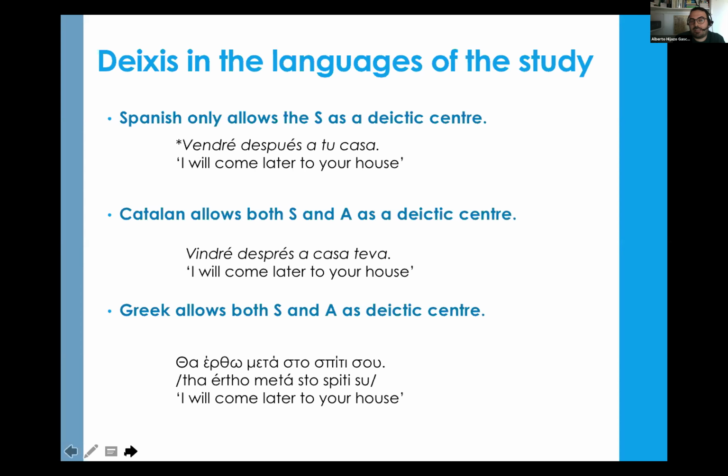In the case of Catalan, although it is typologically very similar to Spanish and genetically very close, the pattern is different, and both the speaker and the addressee can be the deictic center, exactly as in English. So it is fine to say, I will come later to your house. And Greek allows both the speaker and the addressee as the deictic center, the same as English as well. So if we say something like, θα έρθω μετά στο σπίτι σου, it is also acceptable.